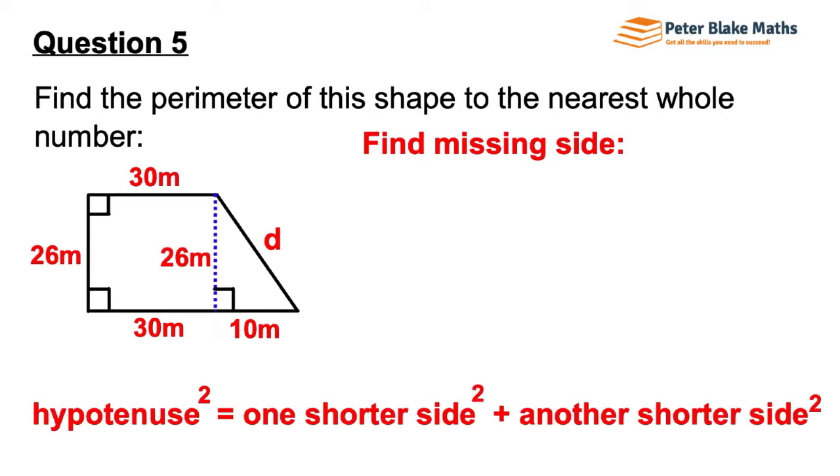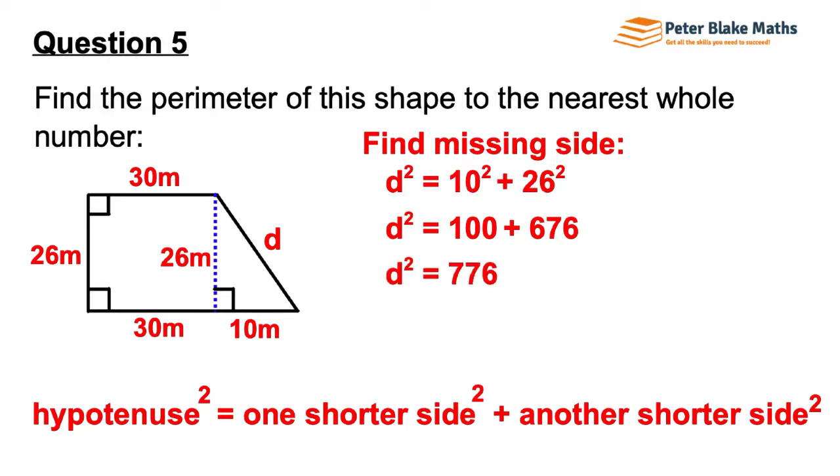So we'll use the Pythagoras arrangement. Hypotenuse squared equals one of the shorter sides squared plus another shorter side squared. Our hypotenuse in this case is our d. So d squared is going to equal 10 squared plus our 26 squared, which we figured out were the dimensions of our right angle triangle here. If we process that through, we get d squared equals 10 squared, which is 100, plus 26 squared, which is 676. Let's add the right hand side together and get d squared equals 776.